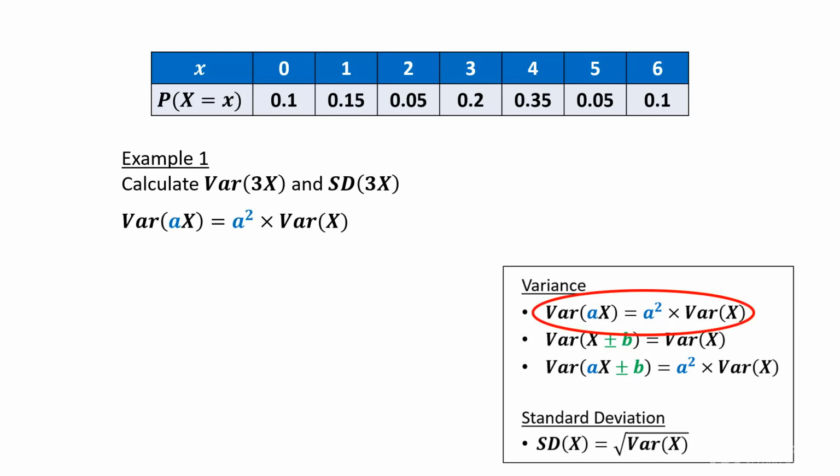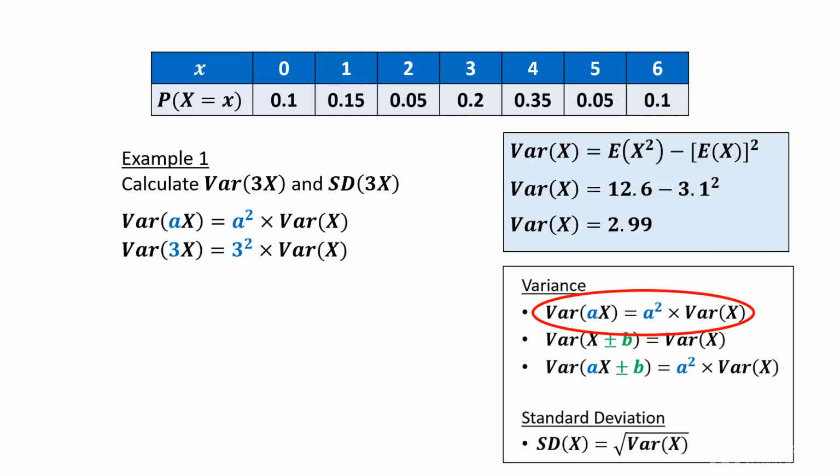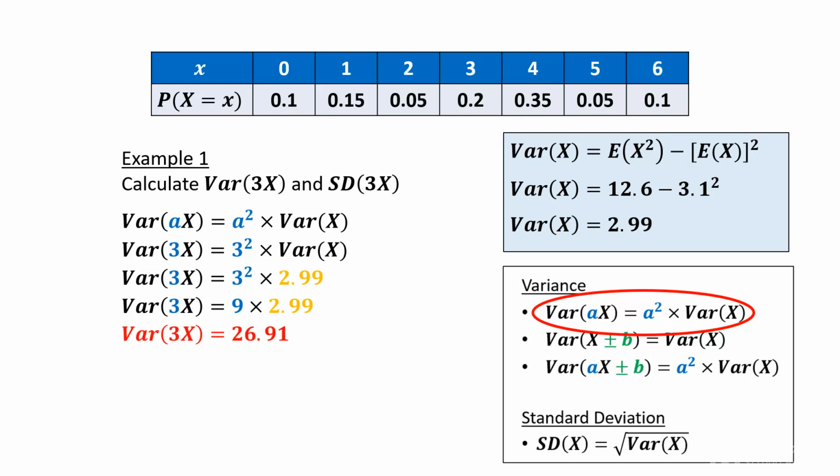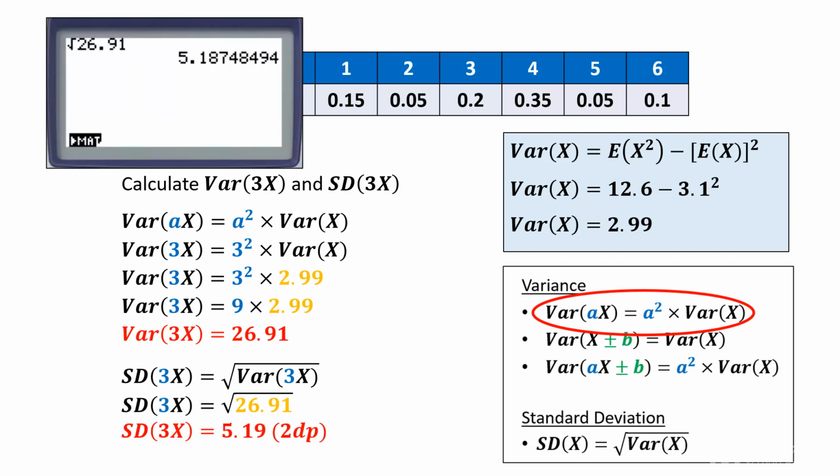Basically, to calculate a new variance when all numbers have been multiplied by a number called a, we take the old variance and we multiply it by a squared. In this case, a is 3, everything's getting multiplied by 3. So 3 squared times the old variance. Now the old variance, remember, we worked out before was 2.99, so we're going to multiply that by 3 squared. 3 squared is 9. 9 times 2.99 gives us a new variance of 3x equal to 26.91. Then we can just square root that to get the standard deviation. The square root of 26.91 gives us 5.19 rounded to 2 decimal places.